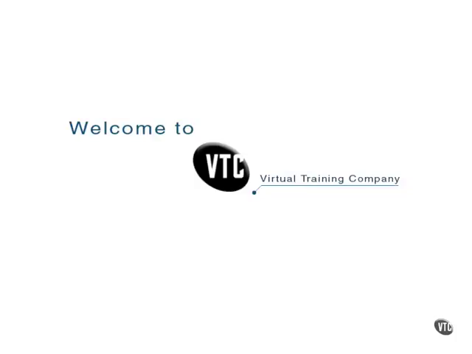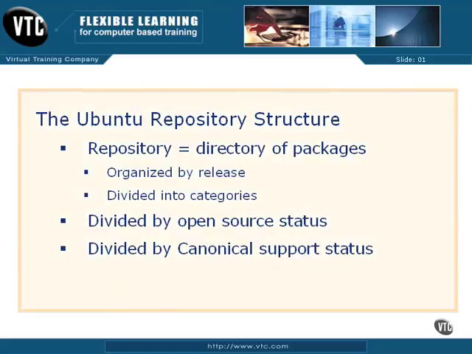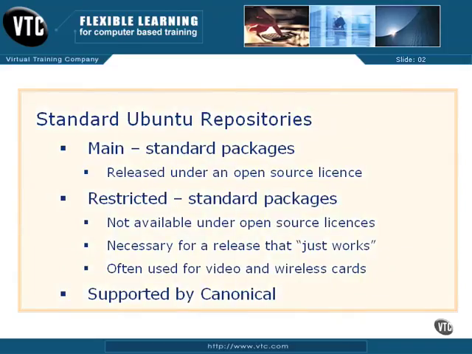The Ubuntu Repository Structure. A repository is a directory of packages organized by release in a number of different categories. For example, the Hardy Heron release includes a number of different repositories. Generally, they're divided by their license status, whether they're open source or not, and their support status, whether or not they're supported by Canonical. There are 4 main repositories associated with each Ubuntu release, including Hardy Heron. 2 of them are standard repositories.